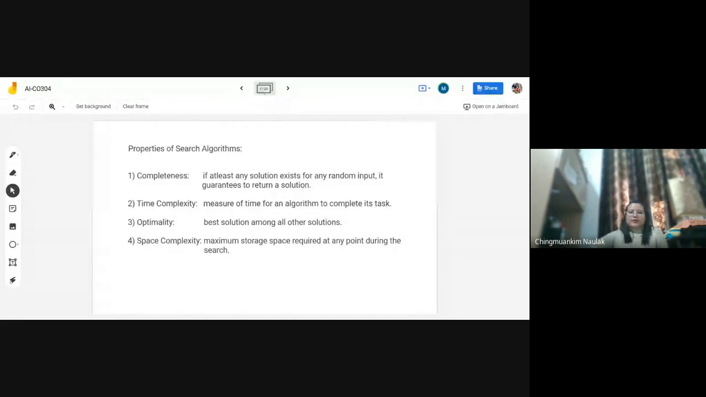When we talk about time complexity, it is the measurement of time for the algorithm to complete the task. Optimality is the best solution among all other solutions. So if a solution found by a particular algorithm is guaranteed to be the best among all the other solutions, then such a solution is said to be an optimal solution. And space complexity is the storage required during the search. Space is what? Storage, right?